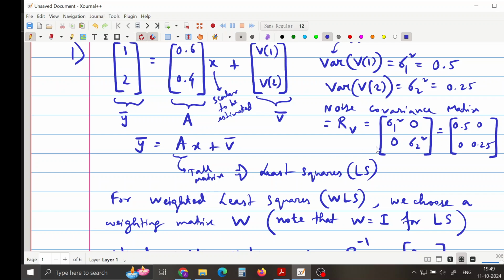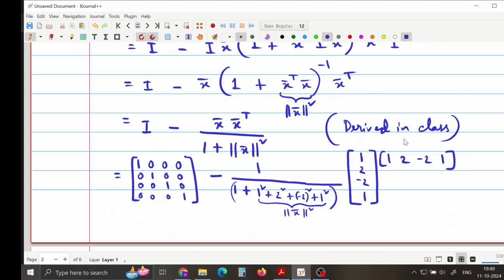You see, the noise covariance matrix that we obtained here was a diagonal matrix only, and the diagonal entries were given by the variance which we just derived now. Okay.